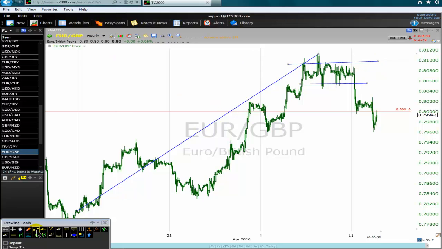Whenever we have a channel like that, if the price is consolidating, the price is acknowledging the median line of the consolidation. This is the level that professionals are watching, 0.8080. Here it is, the median line on the hourly chart.